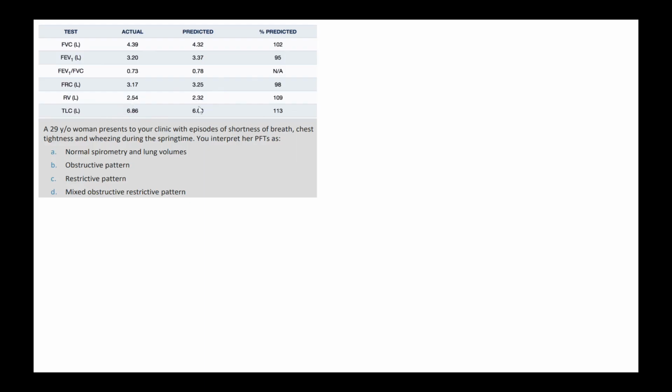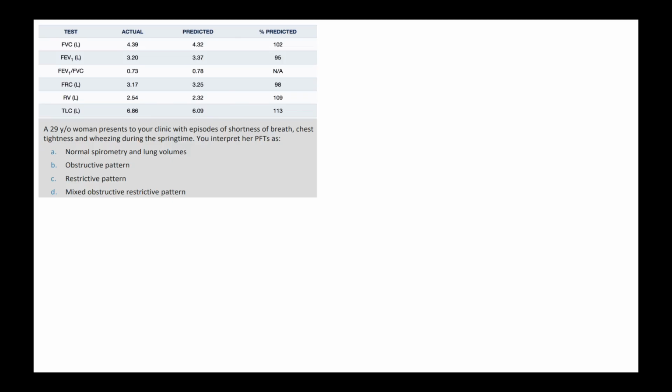So what is the interpretation? What is your selection among these four? Will you say it is a normal spirometry and lung volume, or is there any obstructive or restrictive pattern or a mixed pattern? Could be obstructive pattern, sir. Mixed obstructive and restrictive pattern. Why do you want to say mixed? All values are normal, sometimes even higher than the predicted value.